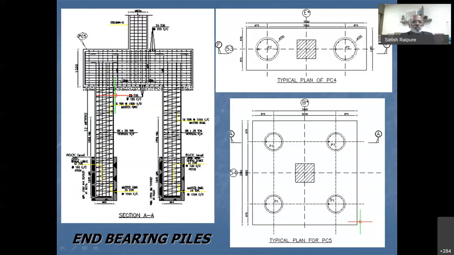In such piles, one master ring of 16 mm dia is always provided at 1.5 meters center to center. It's not clear here, but the master ring is provided at 1.5 meters center to center, and one more helical ring is provided. 10 mm or 12 mm diameter is sufficient for this. And again, the pile cap depth should satisfy the criteria of Ldc and Ldt in this case too.